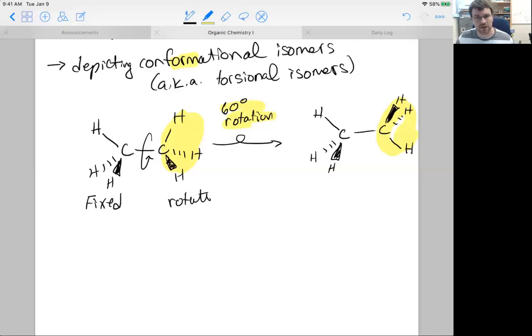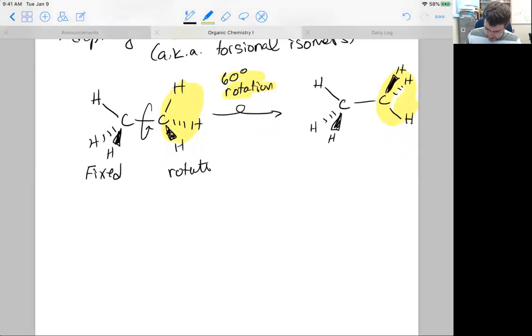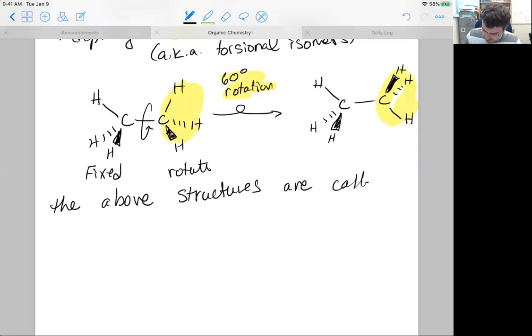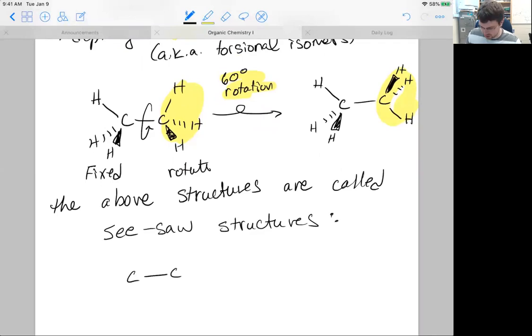Now what I've done here is I've drawn this in not the most useless way, but not the most useful way of depicting a free rotation event. And that is, the above structures are called seesaw structures. It's a kind of a weird word. I get it. And in seesaw structures, you just have 2 tetrahedral centers that are connected.